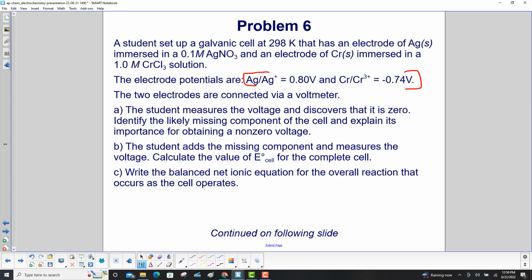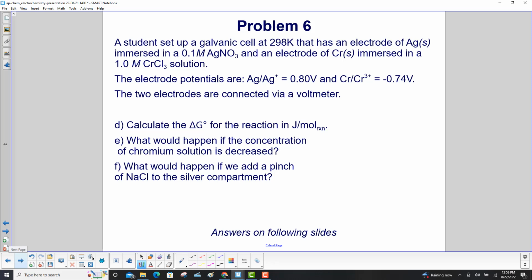B. The student adds the missing component and measures the voltage. Calculate the value of E naught cell for the complete cell. C. Write the balanced net ionic equation for the overall reaction that occurs as the cell operates. And 3 more parts. D. Calculate the delta G naught for the reaction. E. What would happen if the concentration of chromium solution is decreased? F. What would happen if we add a pinch of sodium chloride to the silver compartment?